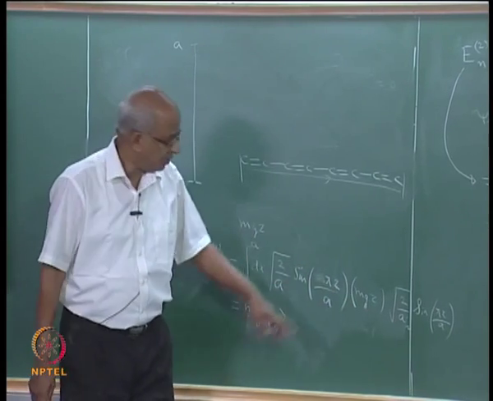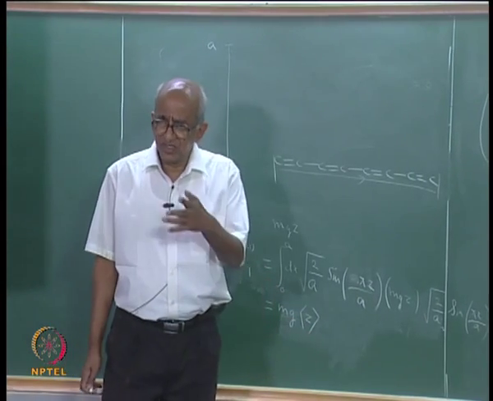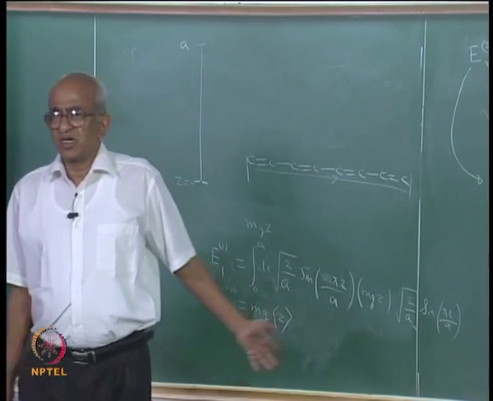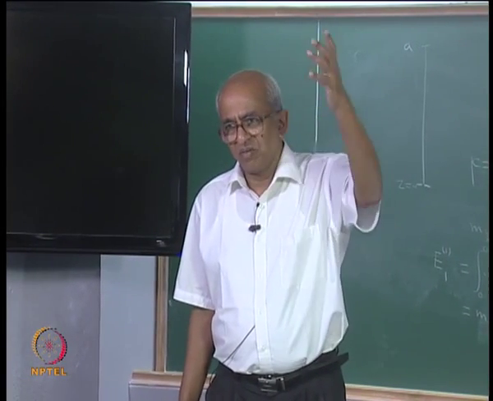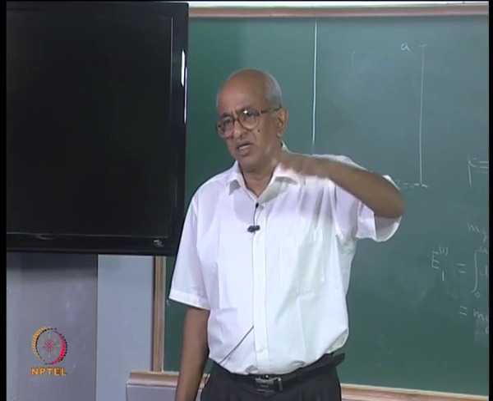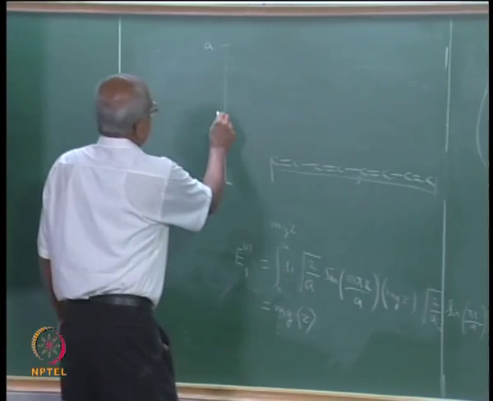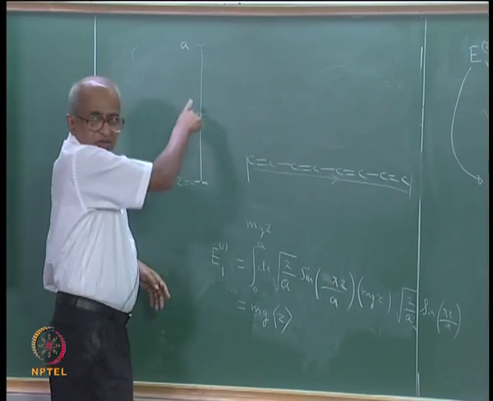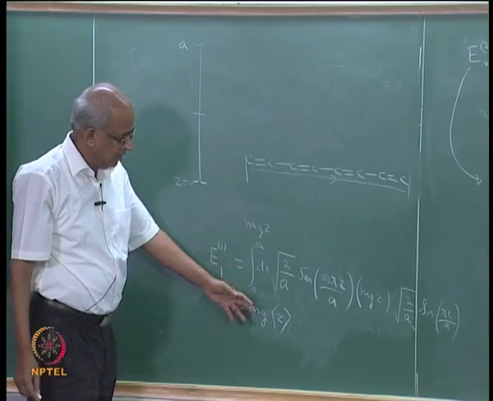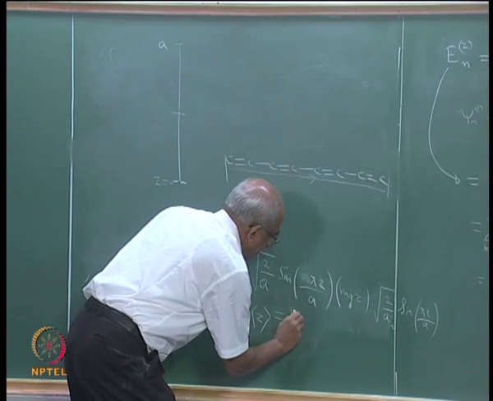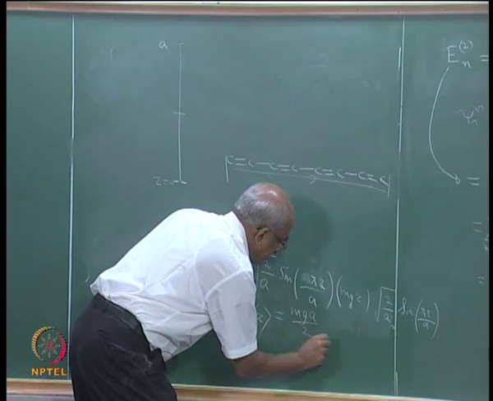g is the acceleration due to gravity, m is the mass of the electron. You take that out, what is left is the expectation value of z. We have actually argued about this kind of expectation values. I hope you remember what we did. The expectation value of z is actually a by 2, because the particle can be on this side or on that side. It can be in the upper half or lower half with equal likelihood. Therefore, the average has to be a by 2, and therefore, the correction to the ground state energy of the system will be mg into a divided by 2.